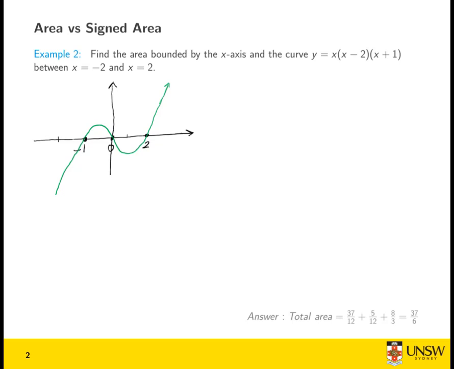The question says that we want to find the area between x equal to -2 and x equal to 2. So that's my -2. So the area we are trying to find is the sum of that first area, this second one, and that third one. And let's call them A1, A2, A3. As mentioned earlier, if we just calculate the integral between -2 and 2, what we will get will be minus A1 plus A2 minus A3. So what we're going to do is calculate these three areas separately and add them.